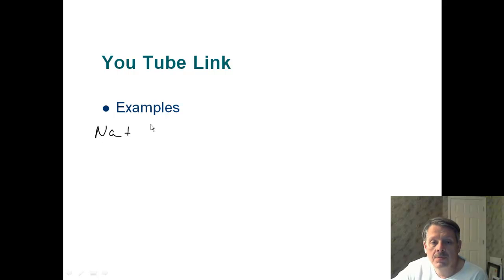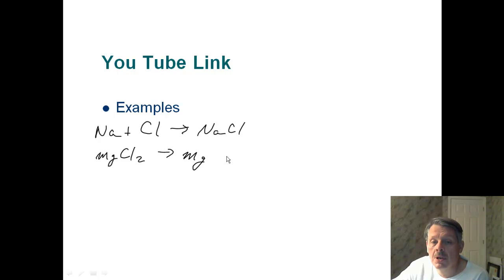All right. Na plus Cl gives you NaCl. What kind of reaction type is that? Clearly, that's direct combination or synthesis. You should be able to pick that up pretty quickly. How about MgCl2, and it's going to become Mg and Cl2. Well, clearly that is the reverse of synthesis. This is something called decomposition, where something's breaking apart, one thing is breaking apart into two pieces.